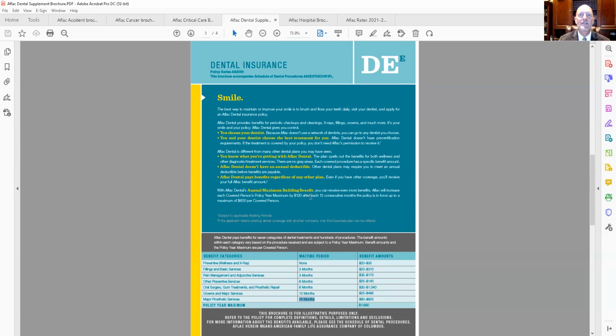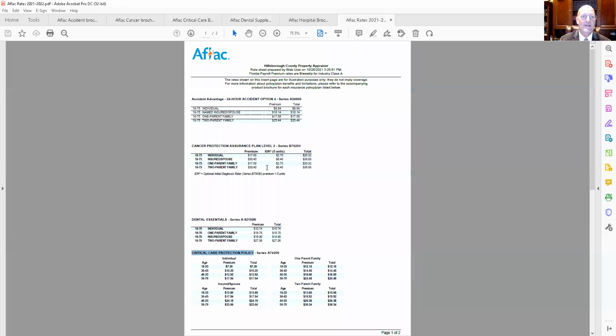If you are interested in the dental supplement, the rates are as follows. Okay, individual is $10.74, single parent is $18.78, husband, wife, or partner is $18.90, and a family plan is $27.06. Then for the dental, take 22% off for pre-tax discount in the county's cafeteria plan.